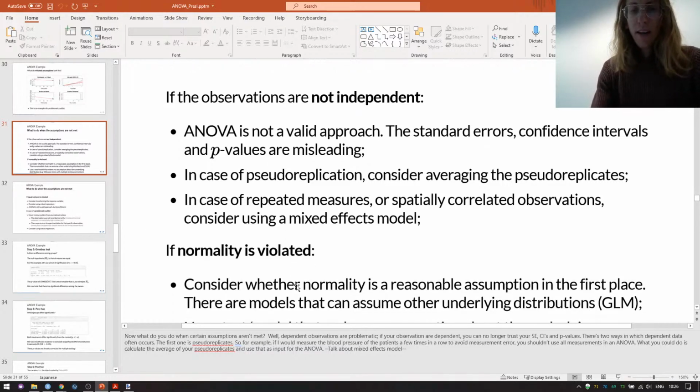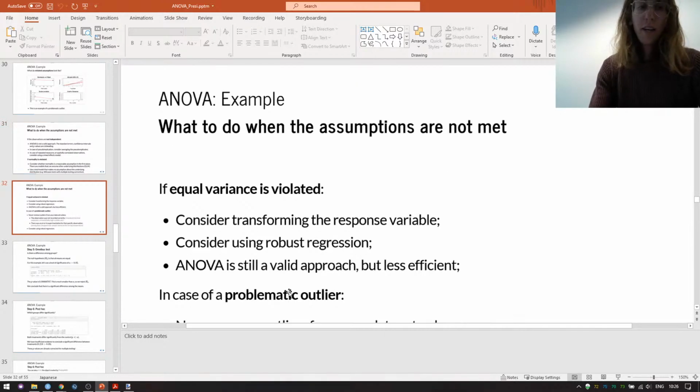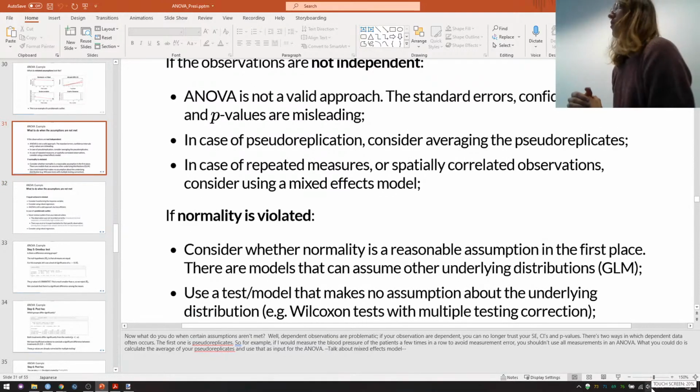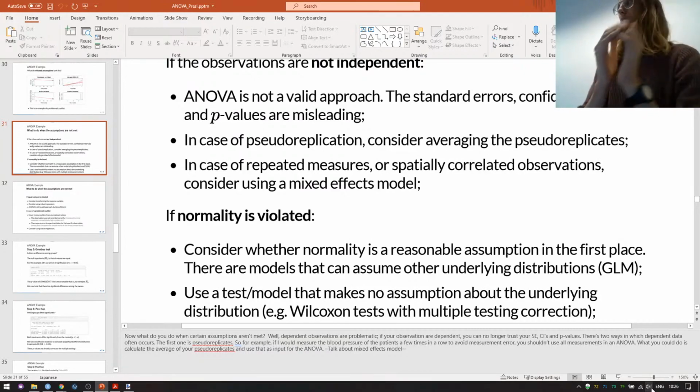Now, if normality is violated, then what to check is whether normality was a reasonable assumption in the first place. Sometimes your data just isn't normally distributed. If there is another distribution that you can assign your data to, then you could consider a GLM and put in the distribution that you think the data comes from. And if you really cannot make any assumptions about your data, you can also use a test that doesn't make the normality assumption, which for example is the Wilcoxon test. But if you're doing the Wilcoxon test, you should also correct for multiple testing.